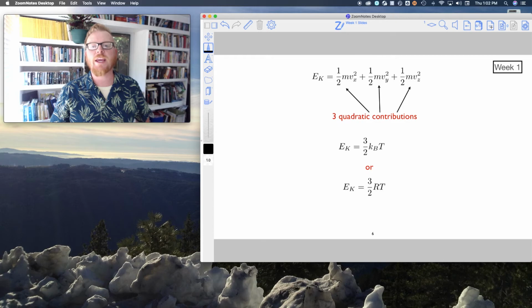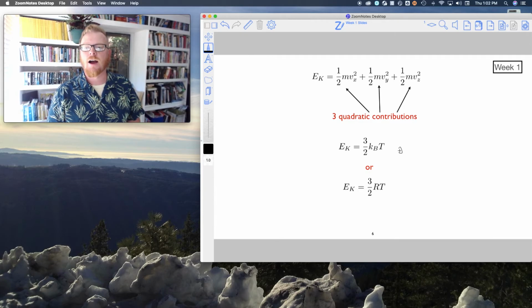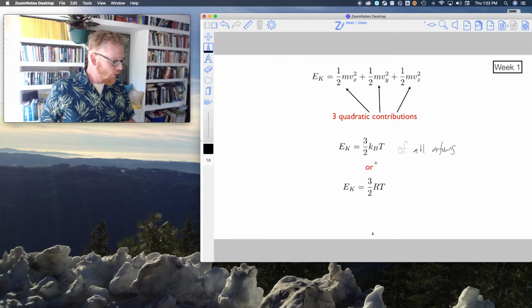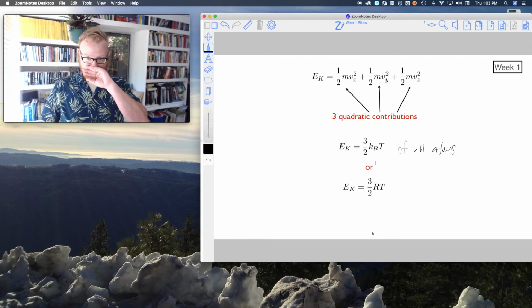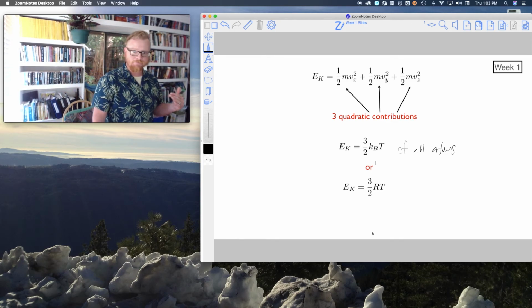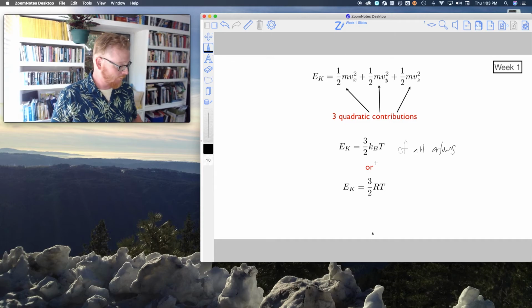Okay, so if we know each quadratic contribution contributes 1/2 kBT, and we have 3 of them, then the kinetic energy of all atoms is 3/2 k Boltzmann T for a single atom, or 3/2 RT for a mole of atoms. So 3/2 kBT is the kinetic energy. Maybe you remember that equation from Chem 109. This is where it comes from. It comes from the equipartition theorem.